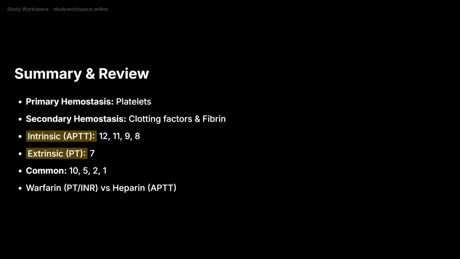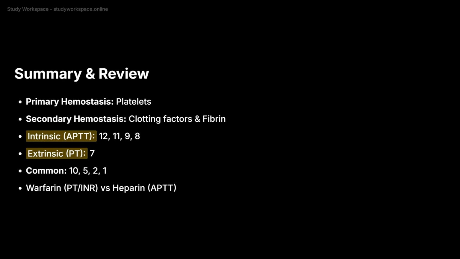To summarize, primary hemostasis involves platelets, while secondary hemostasis involves clotting factors and fibrin. The intrinsic pathway uses factors 12, 11, 9, and 8, and is measured by activated partial thromboplastin time. The extrinsic pathway uses factor 7 and is measured by prothrombin time. The common pathway consists of factors 10, 5, 2, and 1, ending in fibrin formation. Warfarin increases prothrombin time and international normalized ratio. Heparin increases activated partial thromboplastin time.